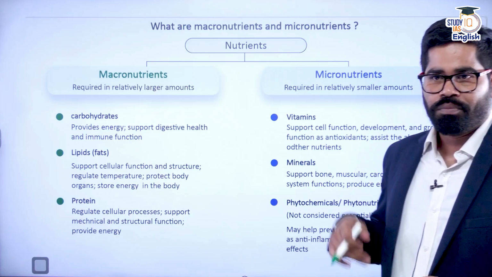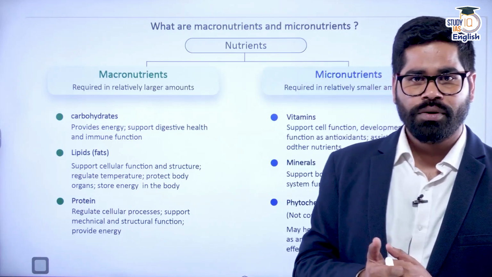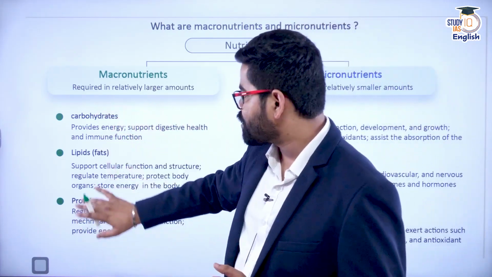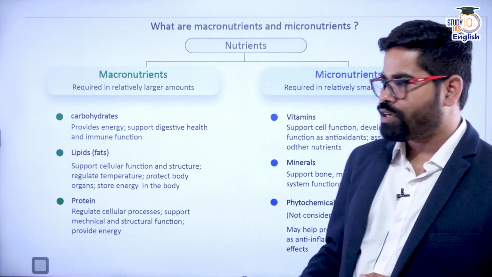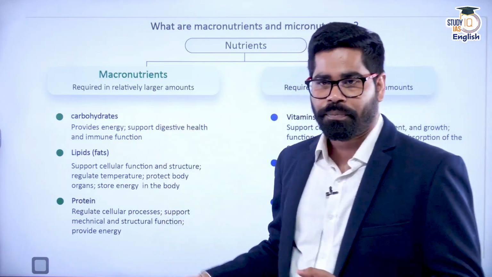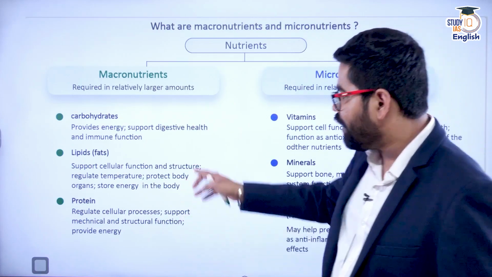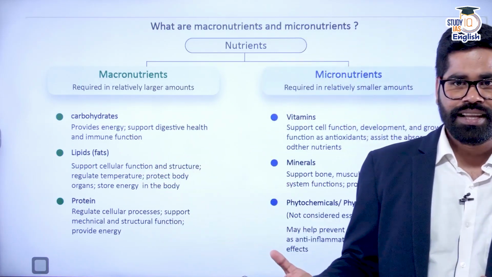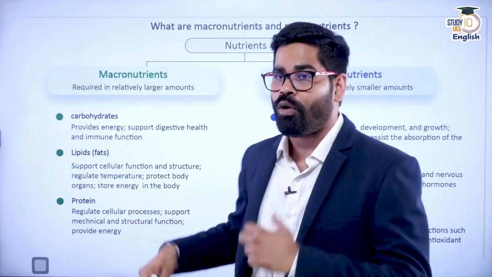Now, moving on, we have certain nutrients which we can discuss here. We have already discussed some of them. We have talked about carbohydrates, fats, and protein. Carbohydrates are basically responsible for providing energy and supporting digestive health and the immune system. And fats support various cellular functions and structure. They are also helpful in regulating temperature and protecting the body organs.